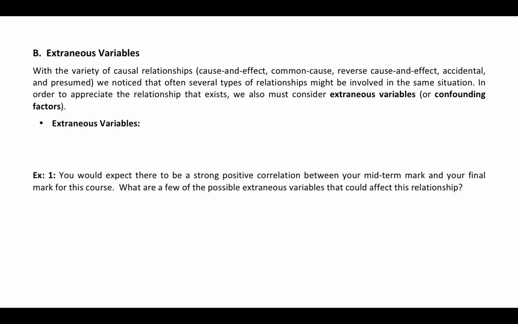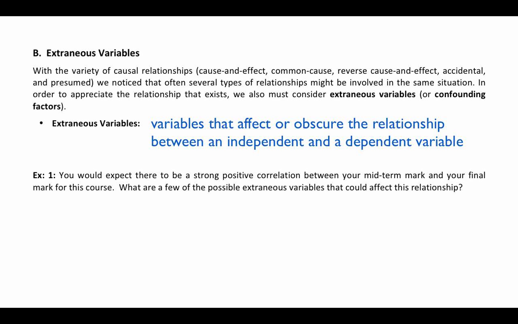They're also called confounding factors. And if you want to think of these extraneous variables, think of them as the variables you would have to control if you were designing an experiment. These are variables that you'd have to keep the same across all your population or your sample. So extraneous variables are variables that affect or obscure. They could increase the appearance of a relationship, or they could completely obscure a real relationship because of their effects, between the independent and dependent variable.